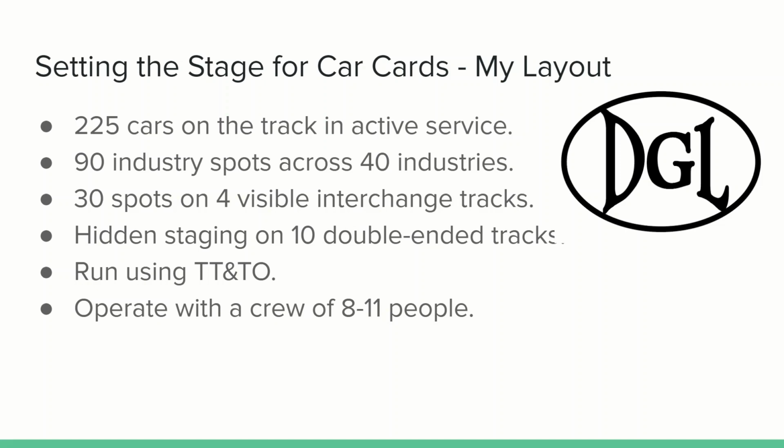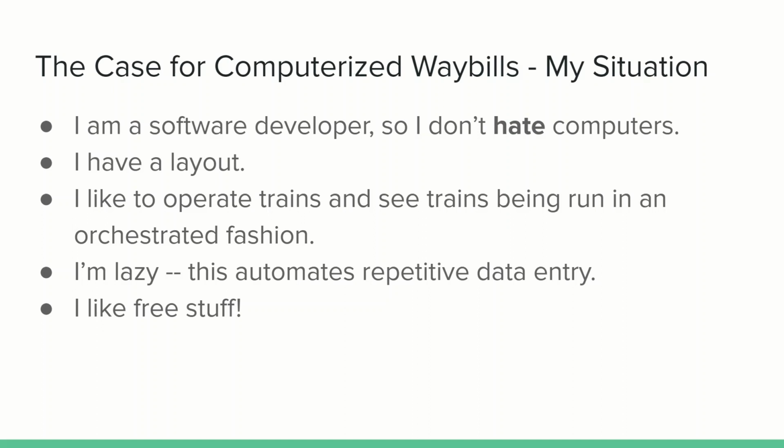hidden staging tracks. My railroad runs using timetable and train order, although this mechanism for moving cars would work with really any means of controlling the traffic flow across the layout. I operate with a crew of about 8 to 11 folks typically.